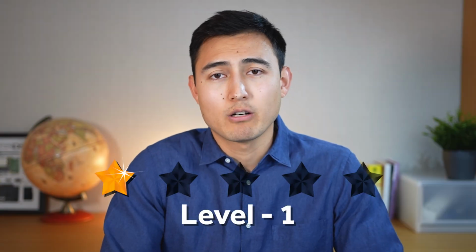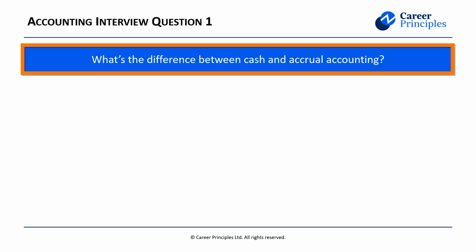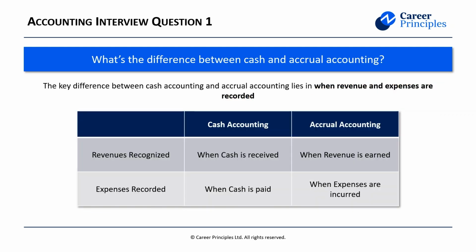First up, in level 1, we've got a relatively easy question, which is what's the difference between cash and accrual accounting? The key difference here is how the revenues and the expenses are recorded. If we take a look at the table below, under cash accounting, the revenue is only recognized when the cash is received, regardless of when you provided the product or service. However, under accrual accounting, it's only when the revenue is earned, so when you actually provided that good or service. Then for the expenses, it's when that cash is paid, whereas for accrual accounting is when the expenses are incurred.